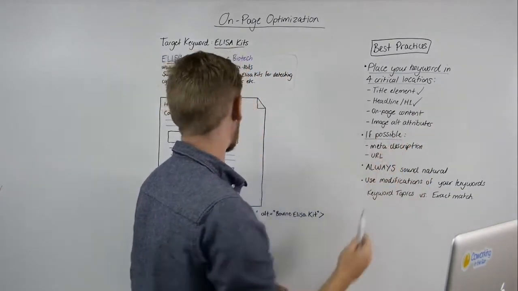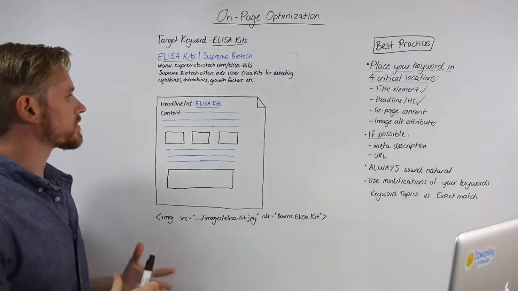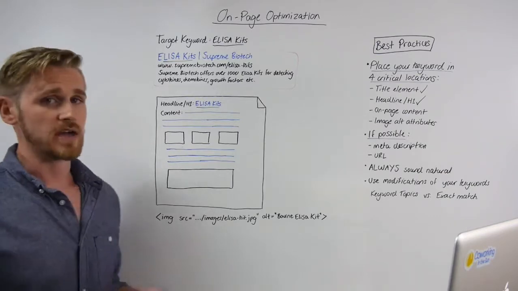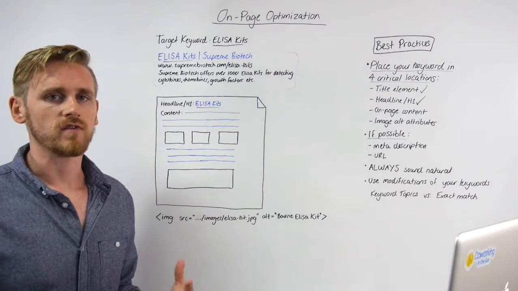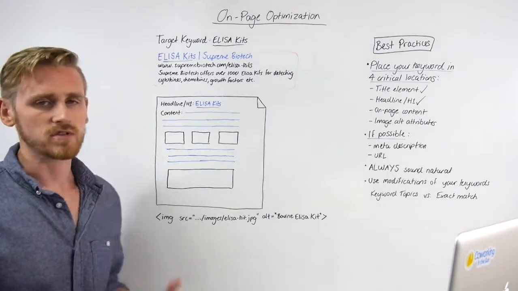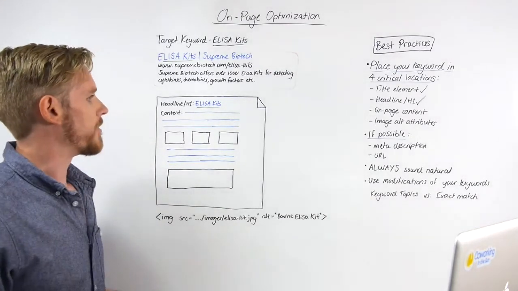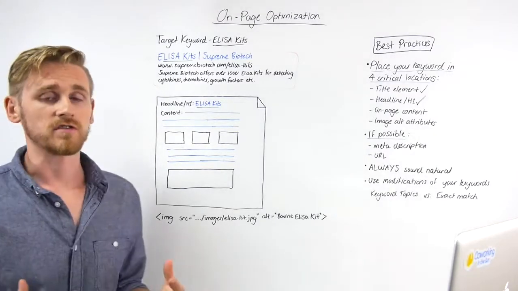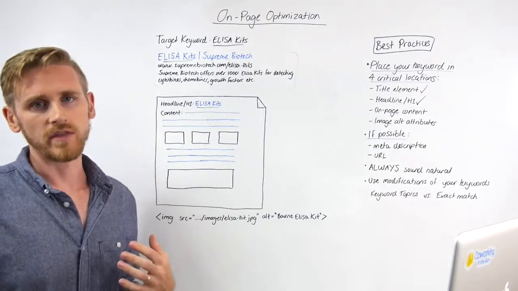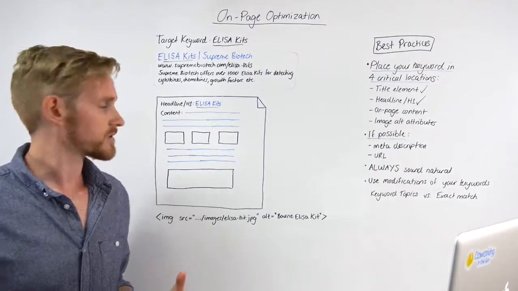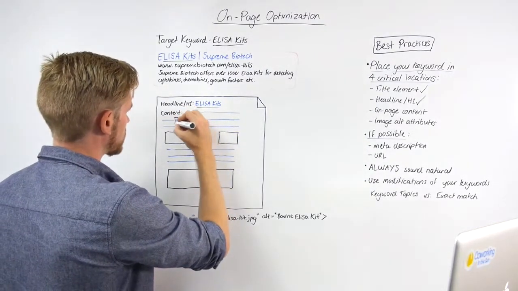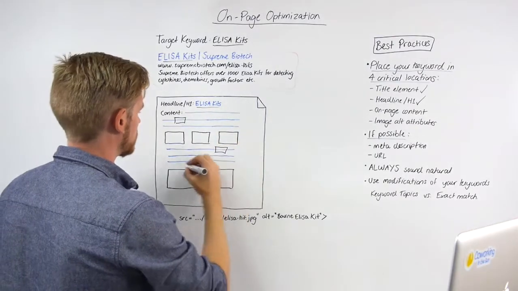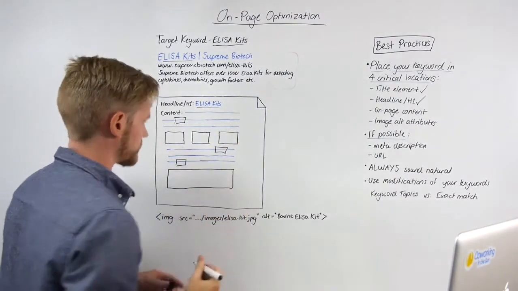Next is your on-page content. So depending on the web page, depending on how much content you actually have on the page, typically you probably want about 300 to 500 words, depending on what type of page it is. If it is 300 to 500 words, you'll probably want the keyword in there around 3 to 5 times. So anywhere here you would have ELISA kits, ELISA kits, ELISA kits.